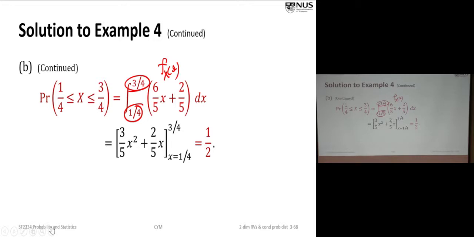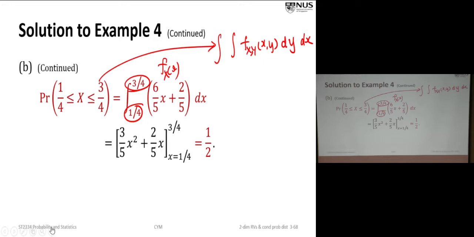Alternatively, this is equal to integrating the joint PDF for y from minus infinity to infinity and x only between 1/4 and 3/4. All right? But if you notice, what is this?